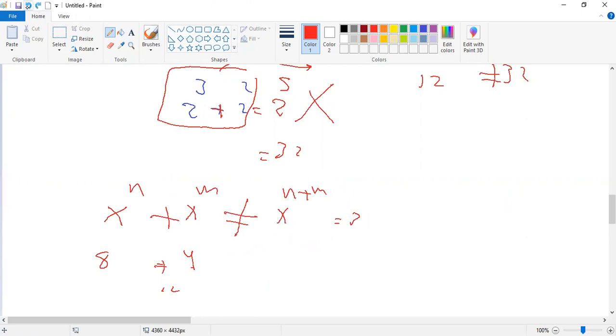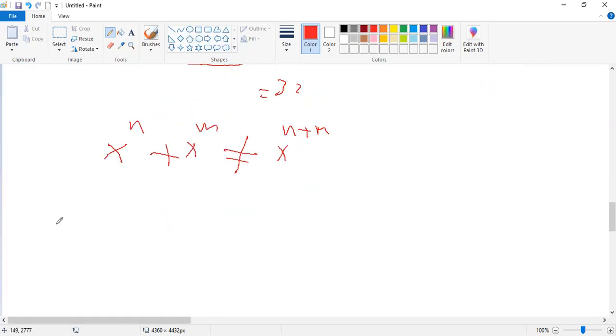Now, this point, keep it in your mind. We can't add the powers if we have a sum. Powers can only be added if there is multiplication. Now return back. So the rule is x^n times x^m equals x^(n+m).